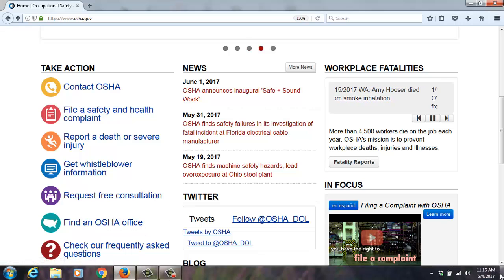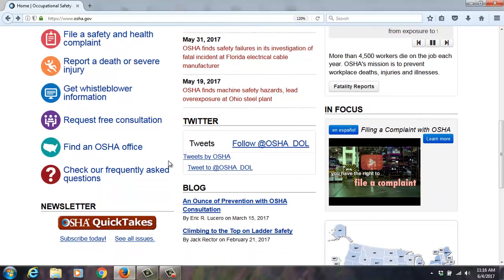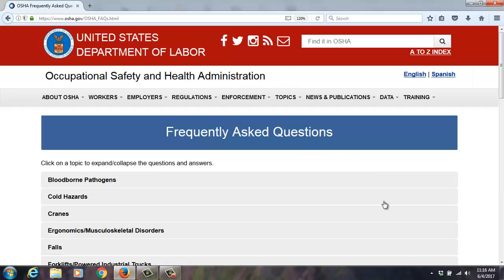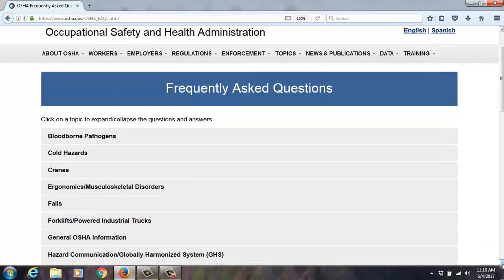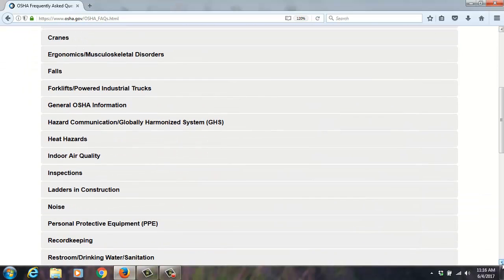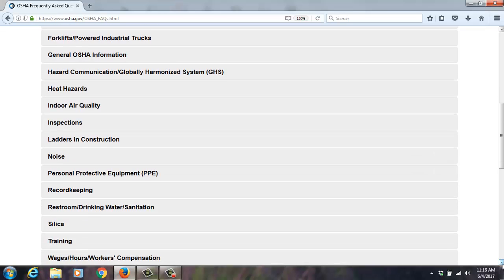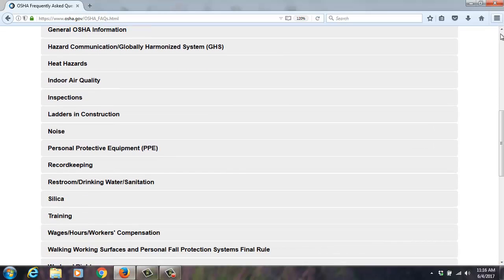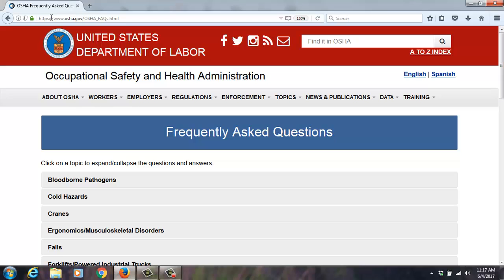They've got a frequently asked questions section. It's interesting because I think that the topics they chose here came from 2 sources. One is the most cited standards, and the other is the most frequently searched items on their website. And so there's some good stuff here if you're interested.